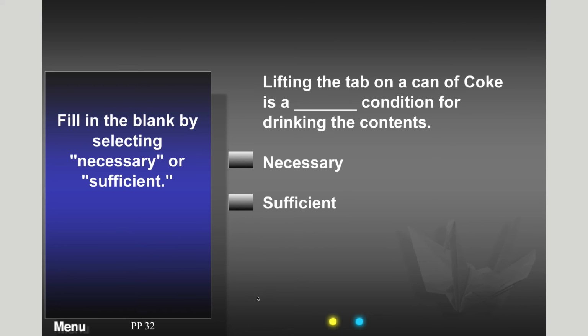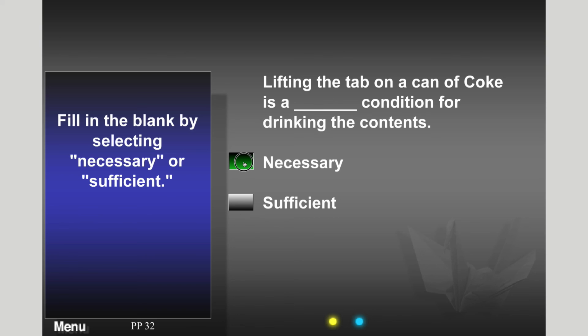So, lifting the tab on a can of Coke is a necessary or sufficient condition for drinking the contents. Right? So again, if it's sufficient, it's all that is needed. And if it's necessary, it's the least you need to do for it. Right? So lifting the tab, is that all that is needed? Is it sufficient? No. You obviously have to raise it to your head, et cetera, et cetera. It is a necessary condition.